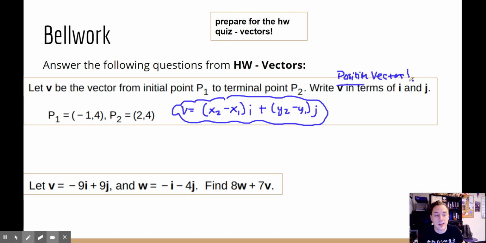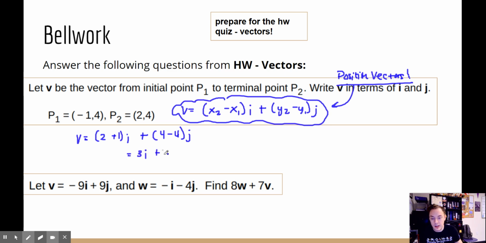If you see this on your homework quiz or tests, when you're looking at position vectors, you're going to be using this formula. So what does that mean for us? Well, v equals, I'm going to take 2 minus a negative 1. So that's going to be plus 1. I'm just going to do it right away. And then this is going to be plus 4 minus 4 j. What this equals is just 3i plus 0j, which is just 3i. Remember, this is not imaginary. This is vector notation.